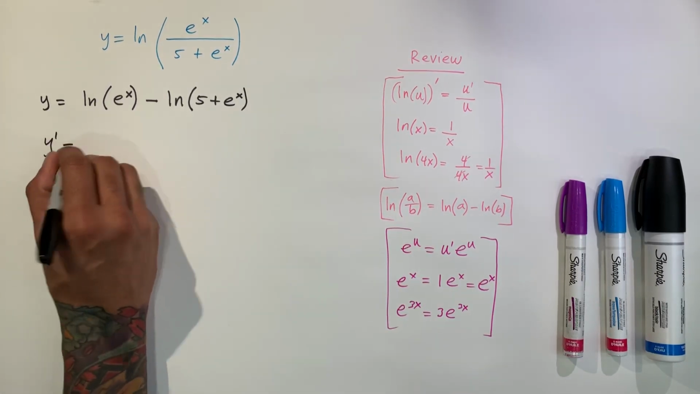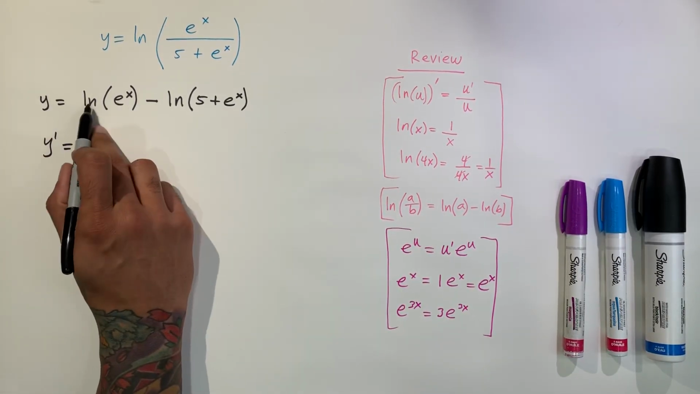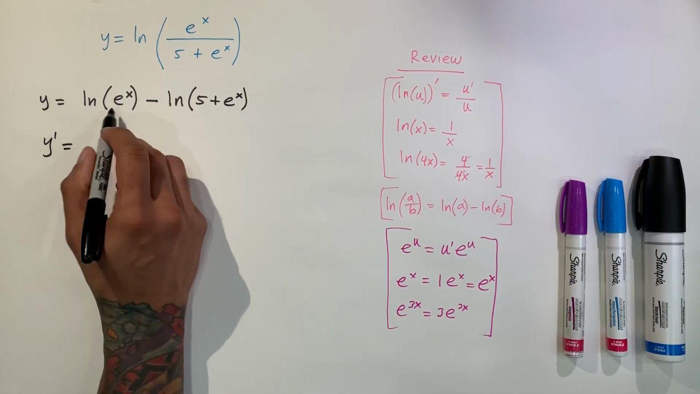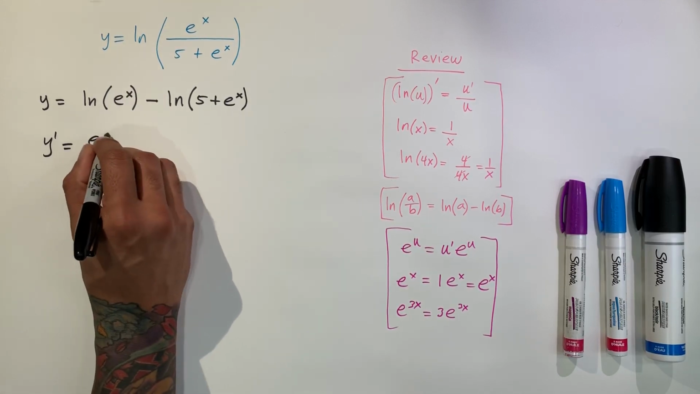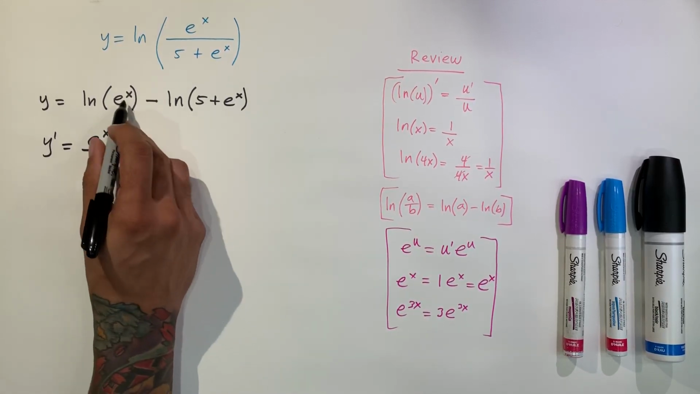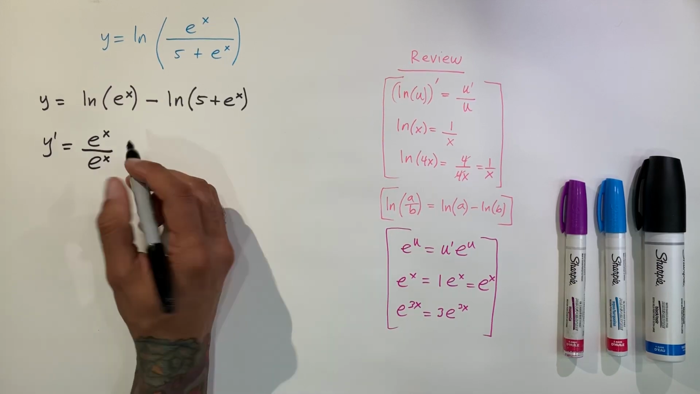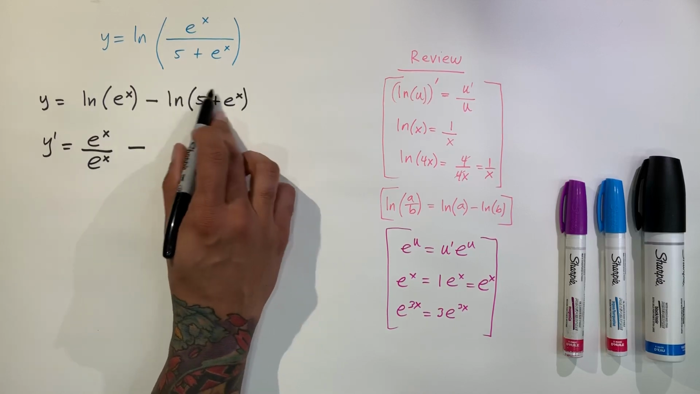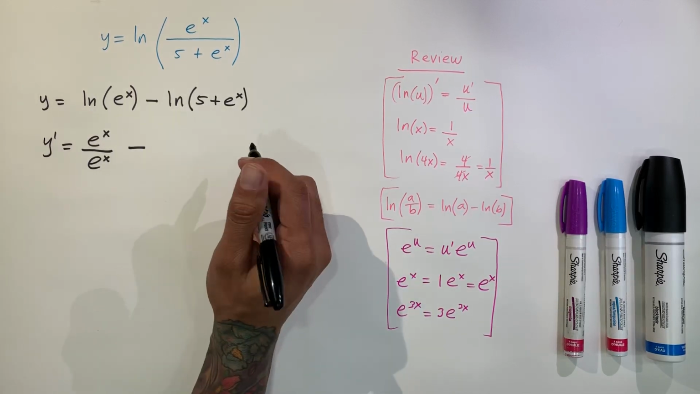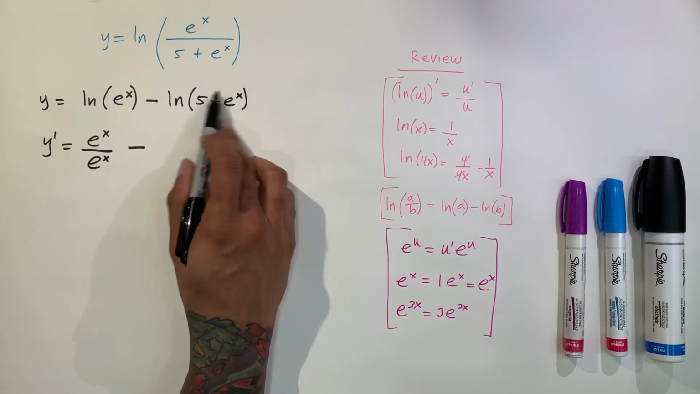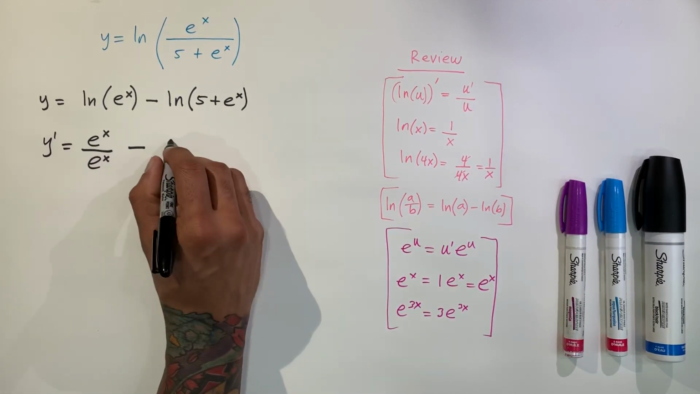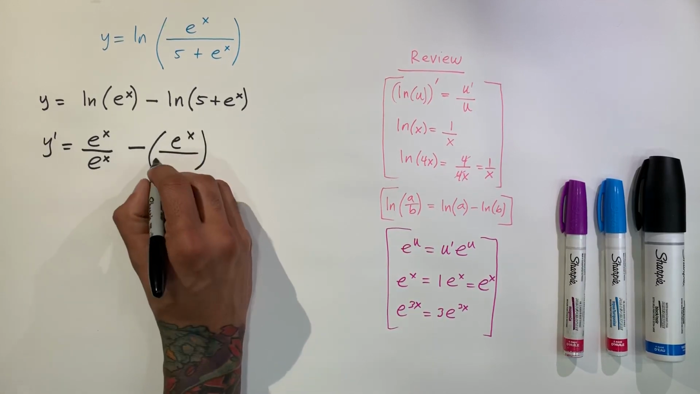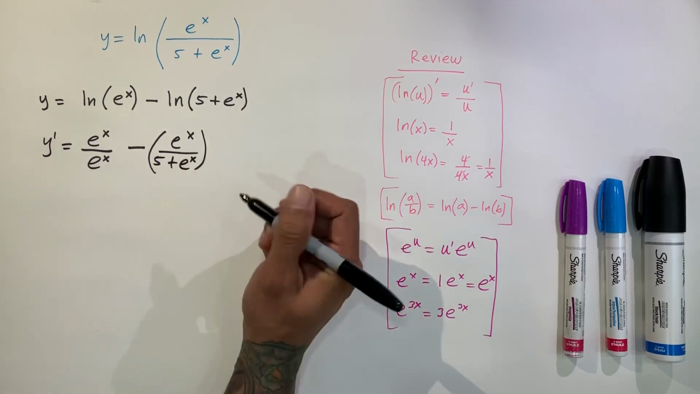So now let's take the derivative. So we got y prime is equal to the derivative of ln is the derivative of whatever's inside. So the derivative of e to the x is just going to be e to the x over whatever's inside, e to the x, minus the derivative of ln again. This time we have two things. So we got the derivative of the inside, which is just going to be e to the x, over whatever's inside. We got 5 plus e to the x. Okay.